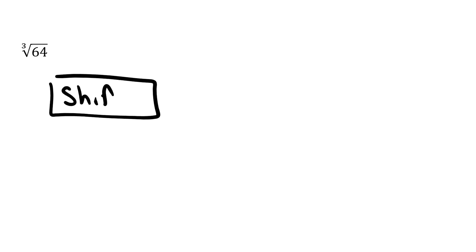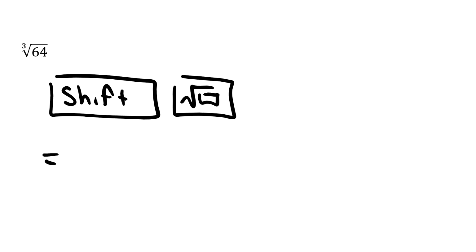The next thing we're looking at is the cube root of 64. Again, if you're using a Casio, you can press Shift, then the square root button, and you'll get your cube root. Then you put in 64, click equals, and you'll get your answer of 4. So 4 times 4 times 4 is 64.